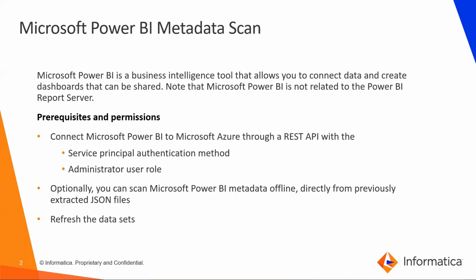The second option is we can use an already extracted metadata file in EDC. In case you have already extracted the metadata from Microsoft Power BI, let's say using any third-party tool, say Postman, the metadata extracted will be in a JSON file, and that JSON file we can give in the Advanced Scanner UI, and Advanced Scanner can read that JSON file and push the metadata into the catalog.